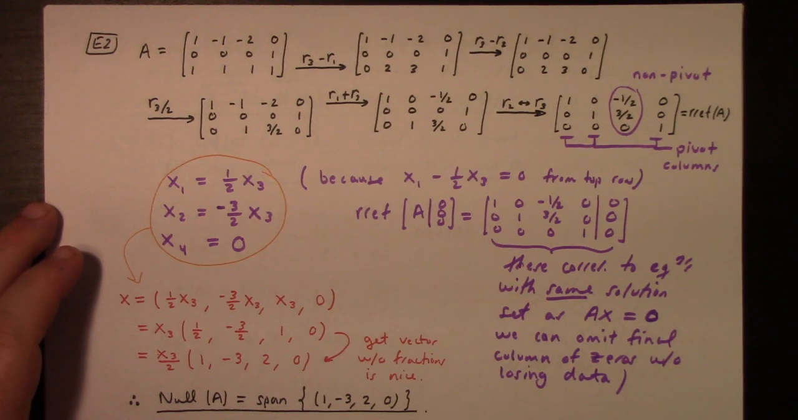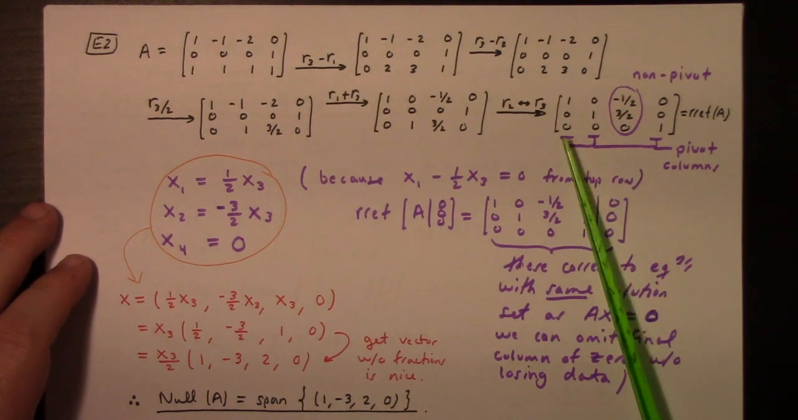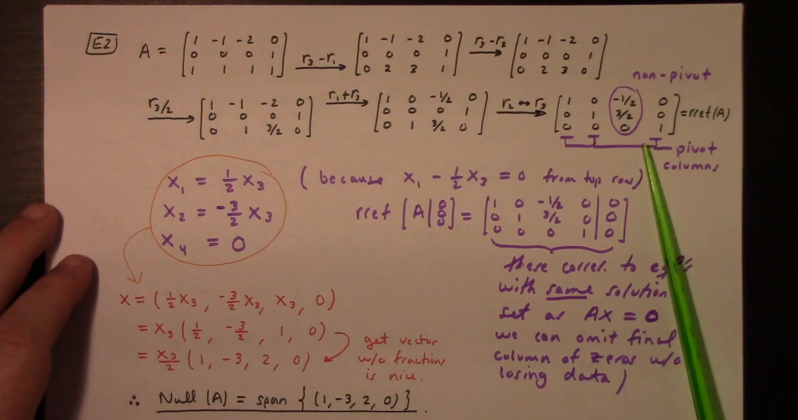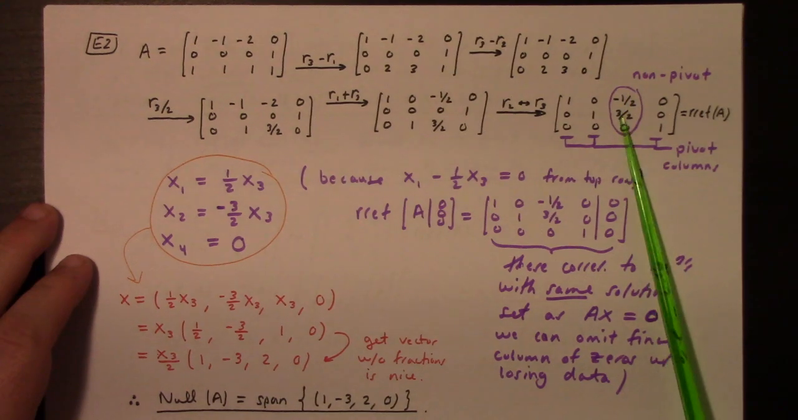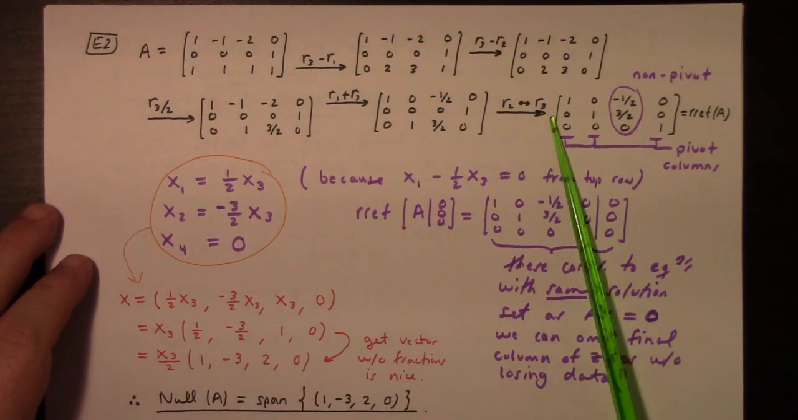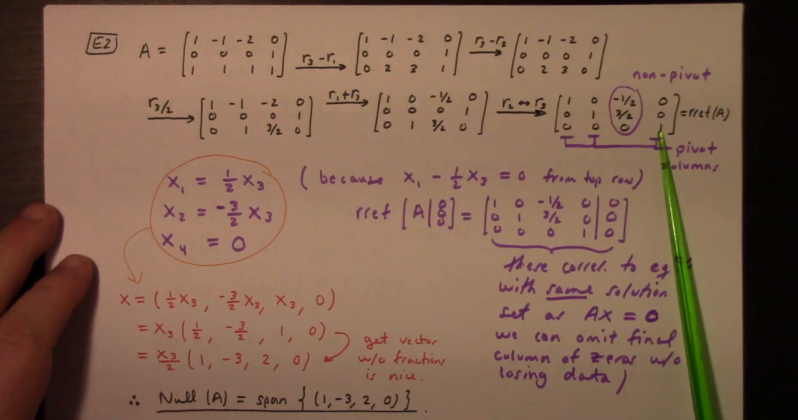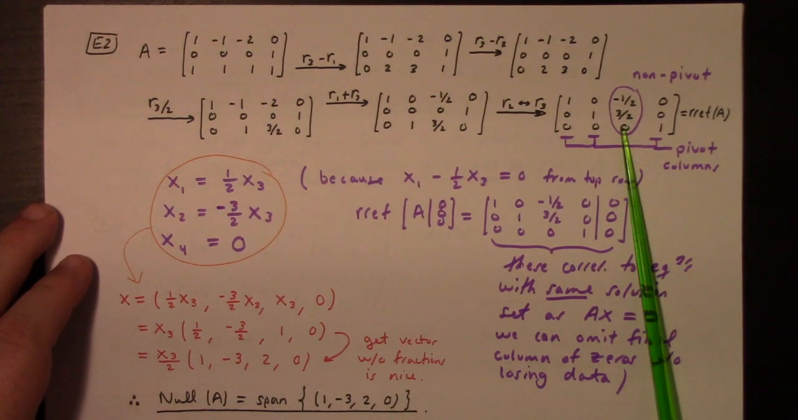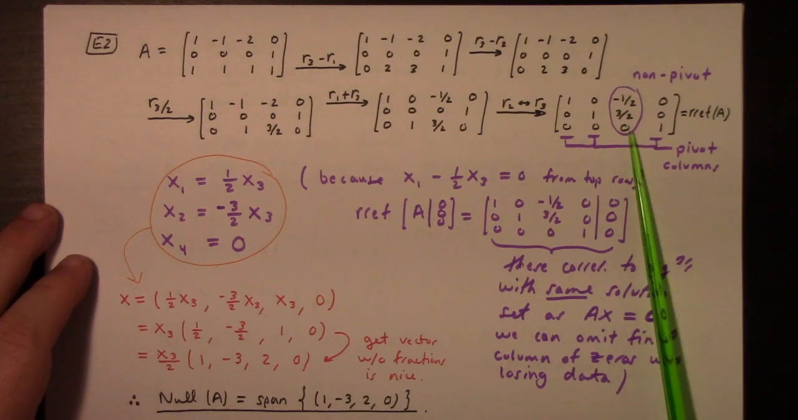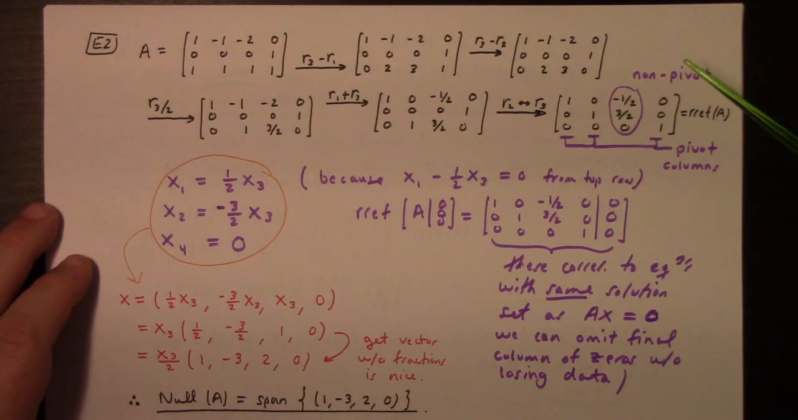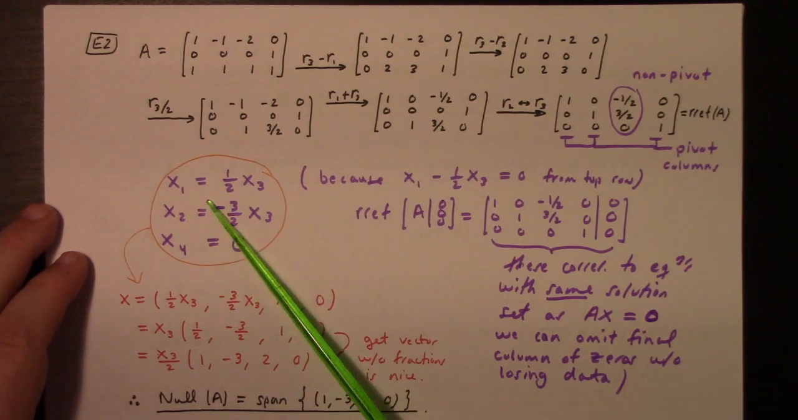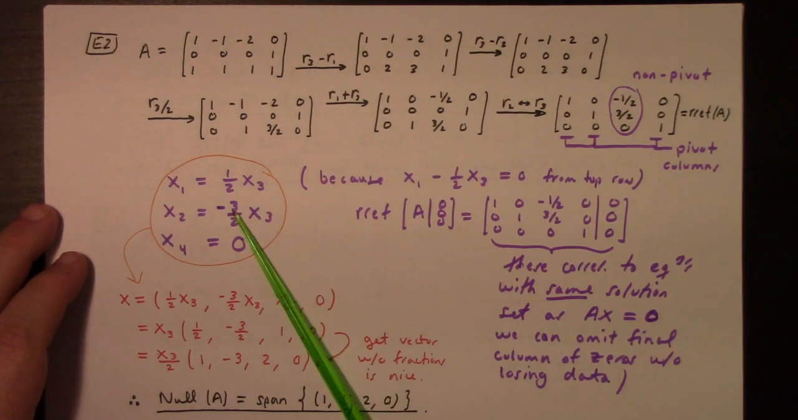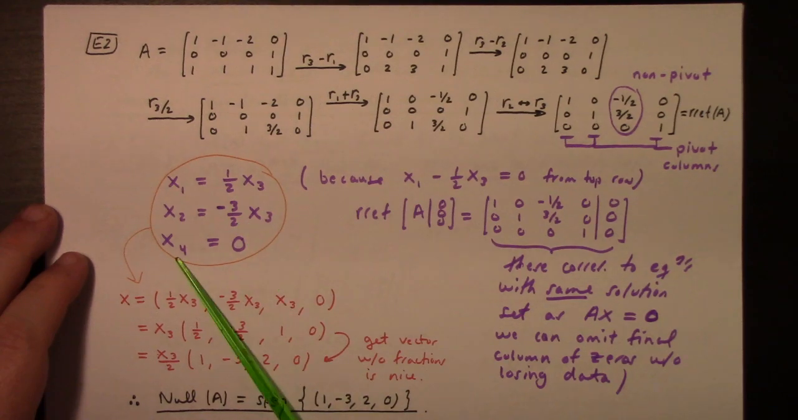So in this case, there are 3 pivot columns. This one, this one, and this other one, the one that has a leading non-zero entry in the rows, right? This is the leading non-zero entry, leading non-zero entry, leading non-zero entry. This one does not have a leading non-zero entry row. That's the non-pivot column. And that will give us the variable that must be present in the null space solution. So we have x1 is 1/2 x3, x2 is minus 3/2 x3, and of course x4 is equal to 0.